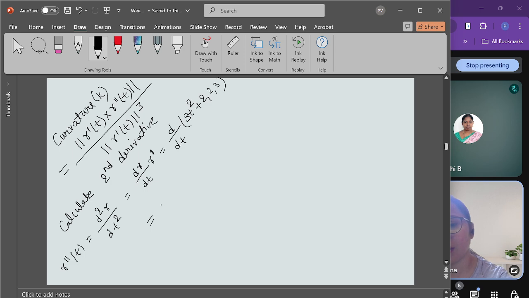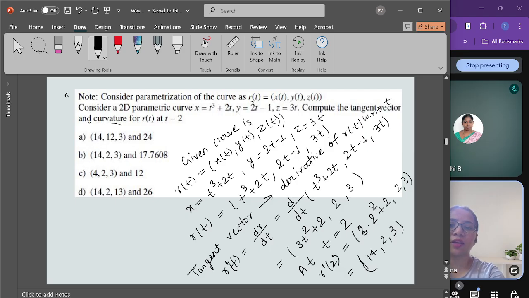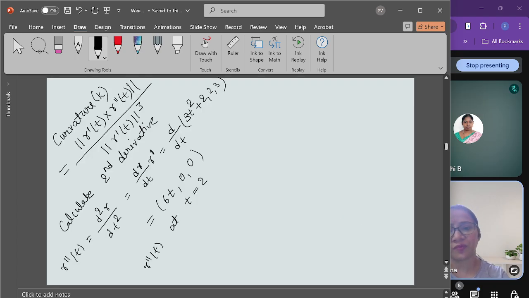Now if you take the derivative again, you will get 6t here and 0 comma 0, right? Now we take r double dash t at t is equal to 2, because they have asked in the question to find the tangent vector and the curvature at t is equal to 2. That's why we are putting t is equal to 2 everywhere. Then you will get r double dash t here as 12, 0 and 0, right? Our second derivative we have calculated.